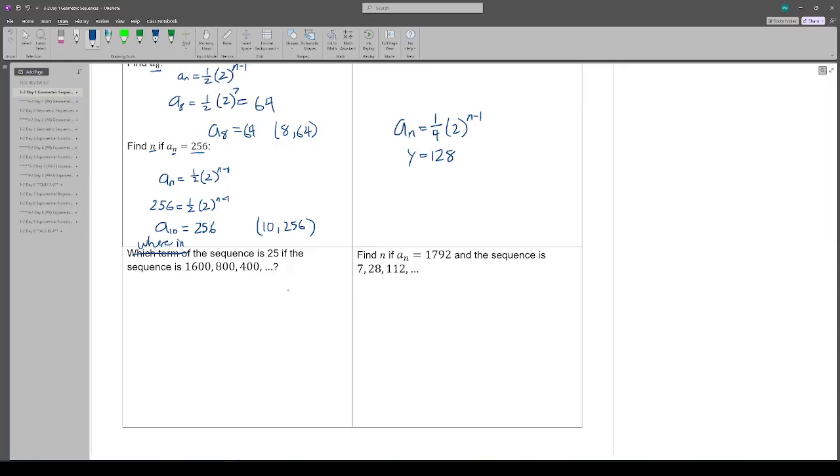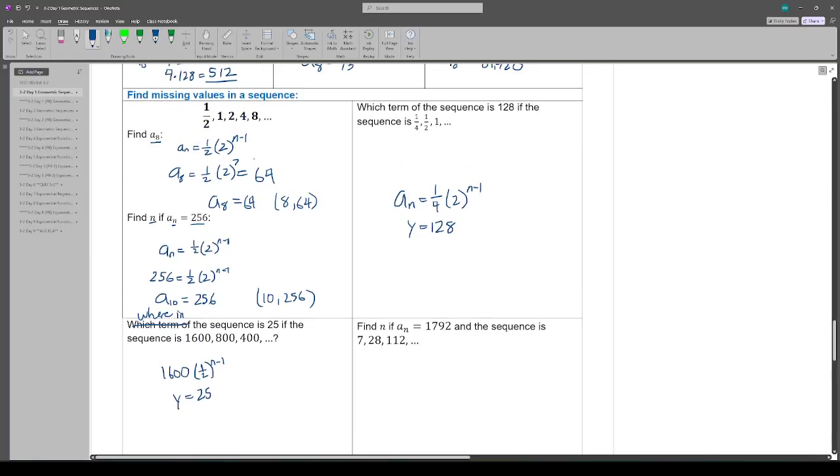So you would do it the same way. We would start off with our starting value, 1600. We're multiplying by half each time, so 1/2 to the n minus 1, or in Desmos, x minus 1. And then we would do y equals 25. So that's how we do all of those. If we are given an input, then we do it the way we did on part 1 here.